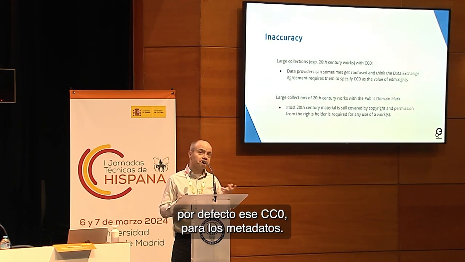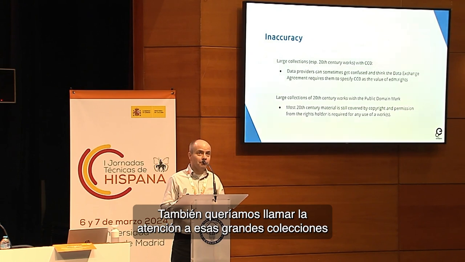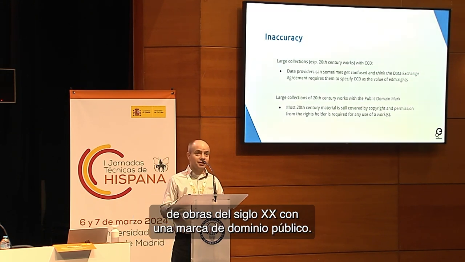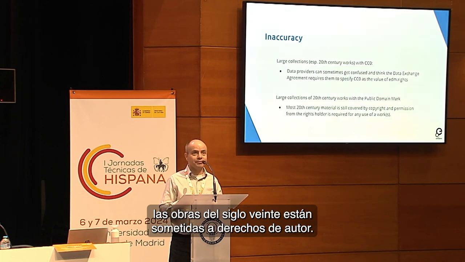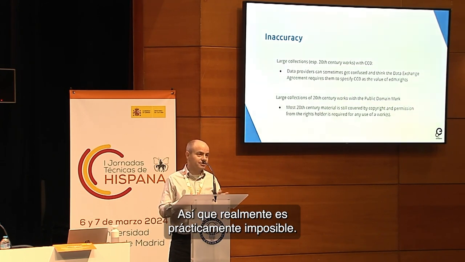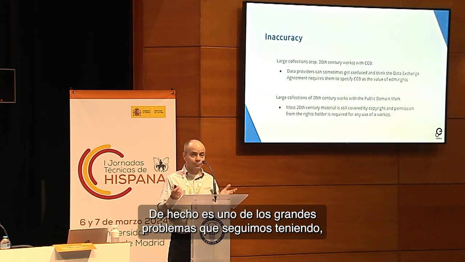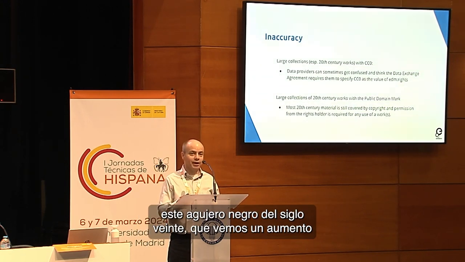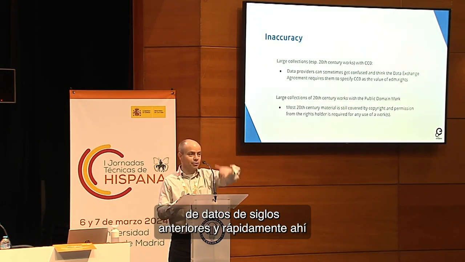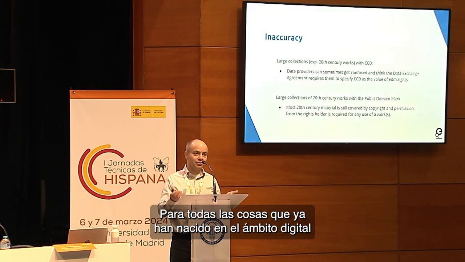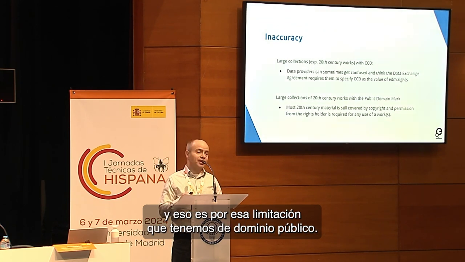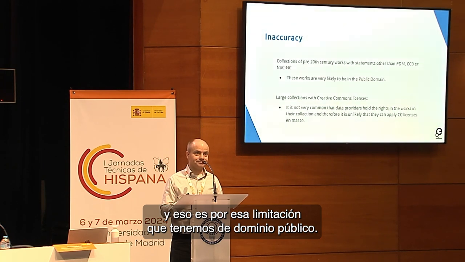What also raises our attention is if we see large collections of 20th century works with a public domain mark. This is quite unlikely because most 20th century work is still covered by copyright. So that's not really possible. It's also one of the big problems that we still have, this whole 20th century black hole. You see an increase of data from earlier centuries and then suddenly a drop, and then a quick increase again towards the very end for everything that's born digital. That's because of that limitation of the public domain.